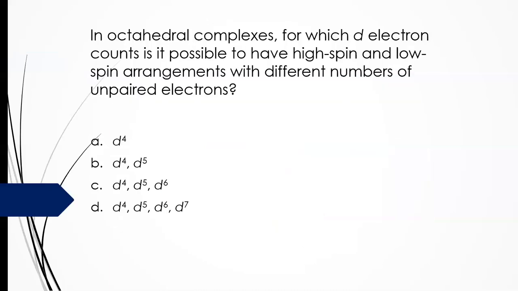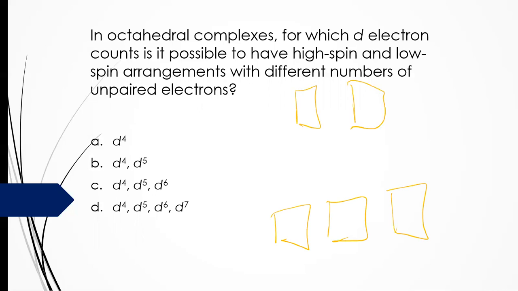So let's look at this one. In octahedral complexes, for which d electron count is it possible to have a high spin and low spin arrangement with different numbers of unpaired electrons? What we want to think about is how many electron orbitals we have in the lower state versus the upper state. And so we should have 3 boxes on the bottom and 2 boxes on top.